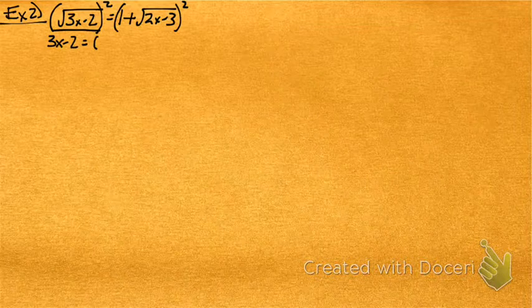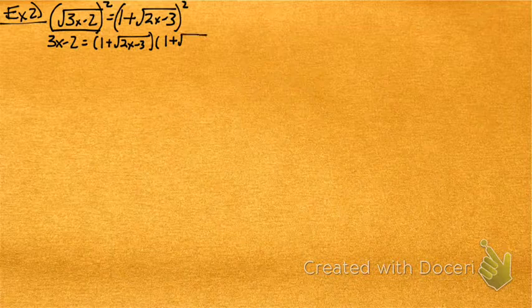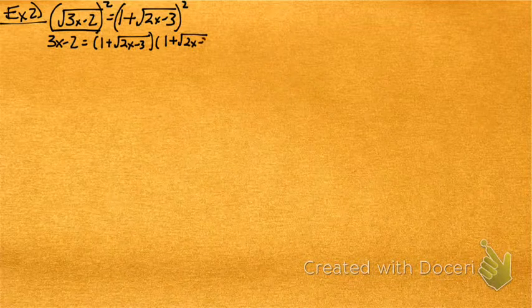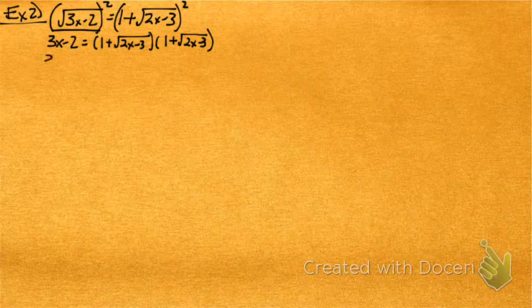On this side, this is going to be a little ugly at first. I'm going to have 1 plus the square root of 2x minus 3, and I have to write that out twice, remember, because I have to multiply that out. I have to FOIL that out. Now, this is where you have to be kind of disciplined and not make any mistakes. The left side's done. It's easy.